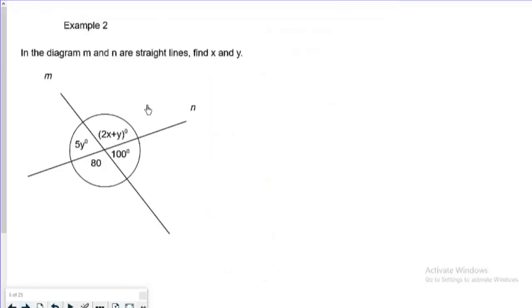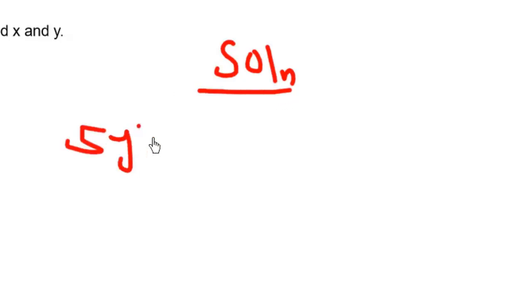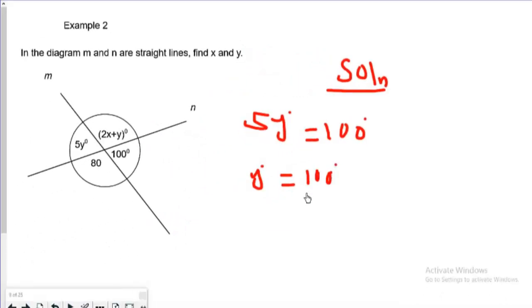Good. Now let's take another example. In the diagram, M and N are straight lines. Find X and Y. Vertically opposite angles are equal. So 5y degrees will be equal to 100 degrees. So I can simplify this by dividing both sides by 5. So my y degrees will be equal to 100 degrees divided by 5. And this will give me 20 degrees. So my y is 20 degrees.